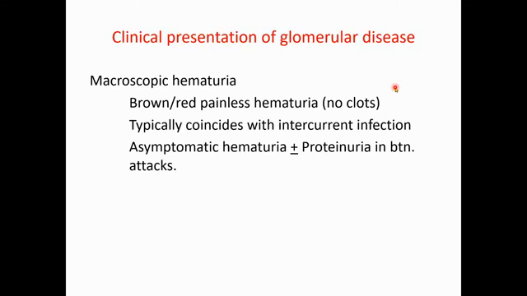There is asymptomatic hematuria and plus minus proteinuria in between the attacks. In between attacks, the patient may present with asymptomatic hematuria and mild to moderate proteinuria. This is the typical presentation of IgA nephropathy.